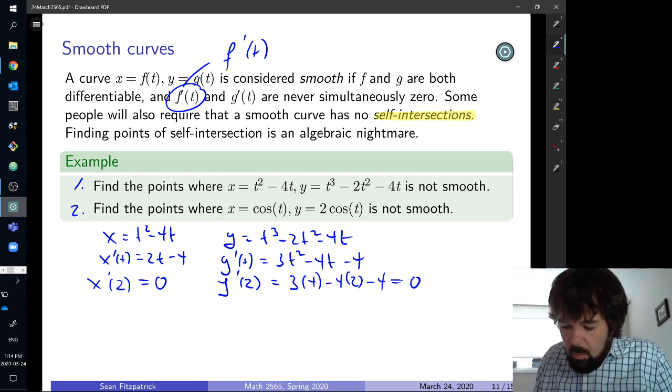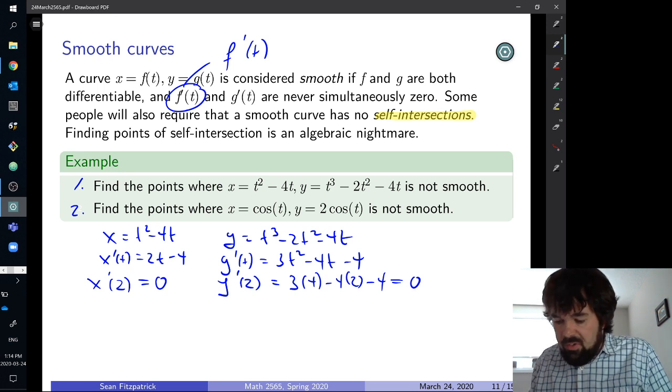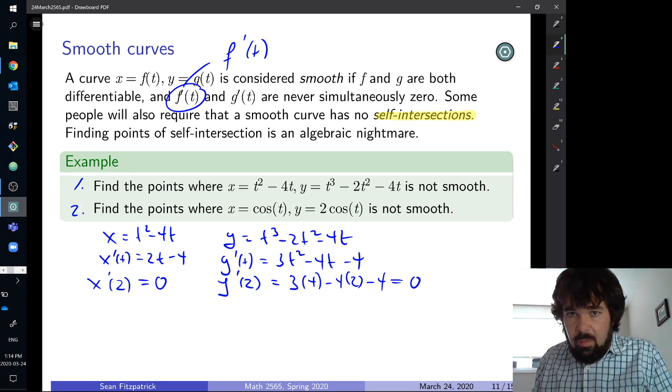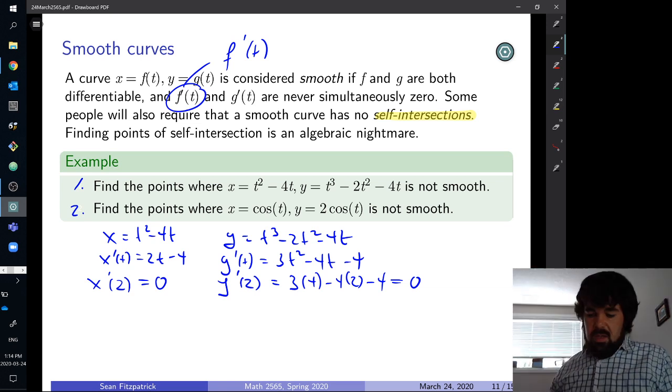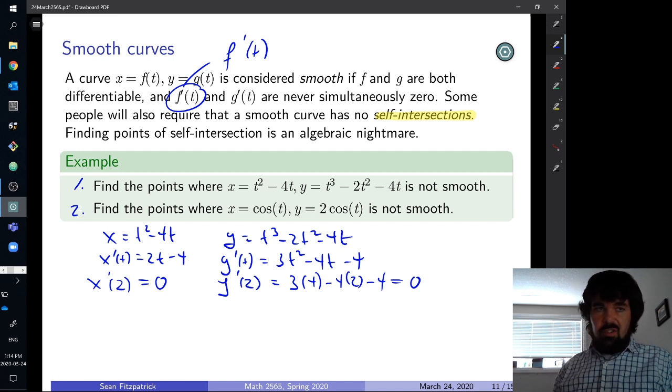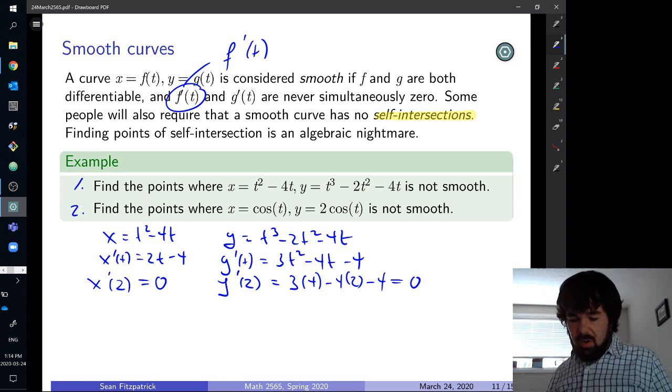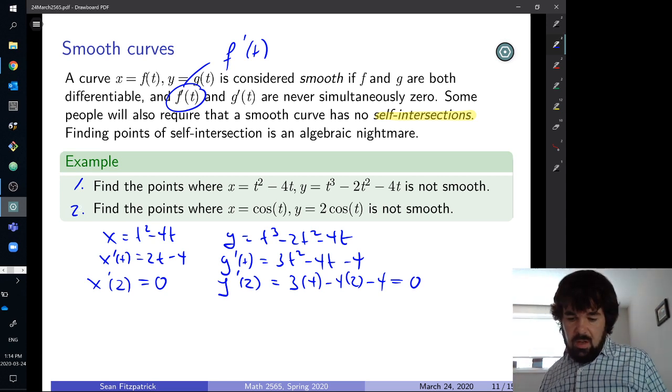But what can happen is that if x prime and y prime are simultaneously 0, you can still get some weird stuff that happens. If you think in terms of motion, essentially x prime and y prime, if they're both 0 at the same time, that means your x coordinate is paused, your y coordinate is paused. That means you've essentially come to a stop, right? Now, if you come to a stop, you can turn and you can start going in a completely different direction. And your motion is still smooth in a sense, but the curve you leave behind is not. You can have corners or cusps.